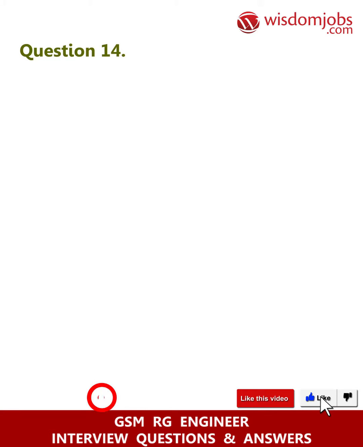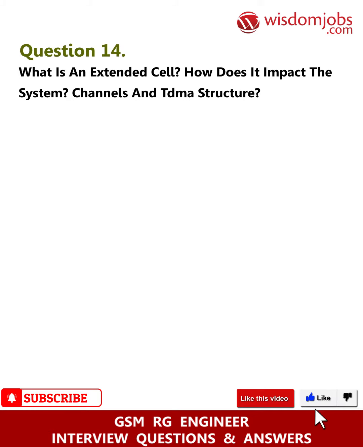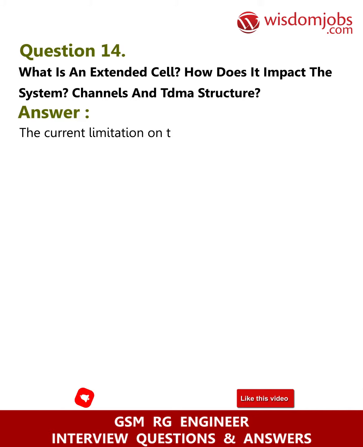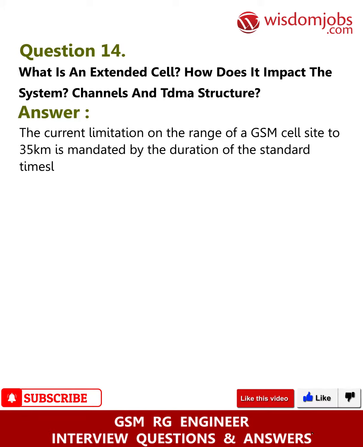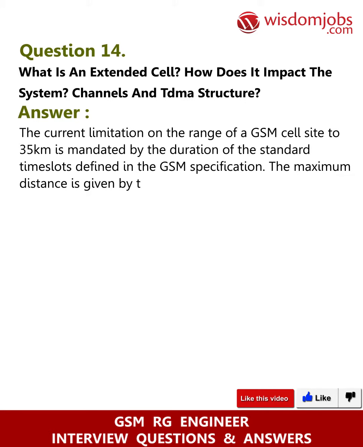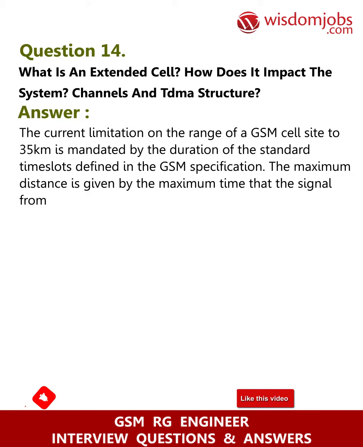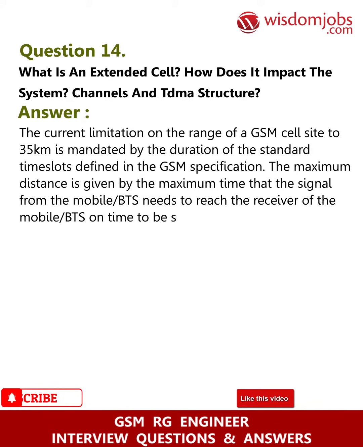Question 14. What is an extended cell? How does it impact the system, channels and TDMA structure? Answer. The current limitation on the range of a GSM cell site to 35 km is mandated by the duration of the standard time slots defined in the GSM specification. The maximum distance is given by the maximum time that the signal from the mobile needs to reach the BTS receiver on time to be successfully heard.